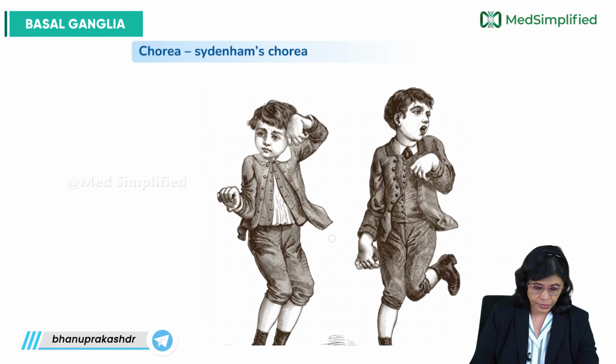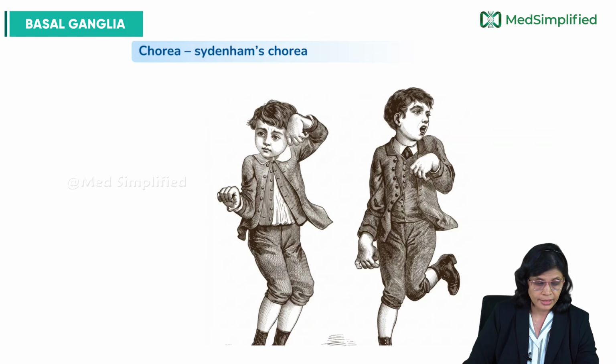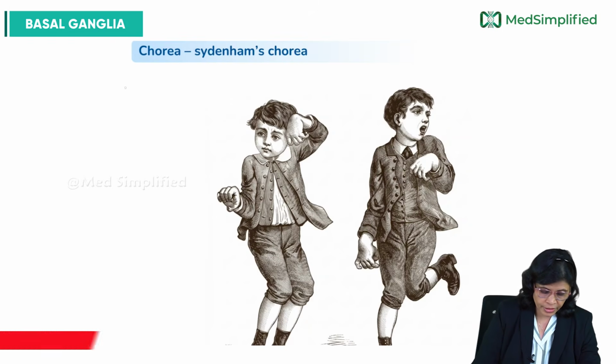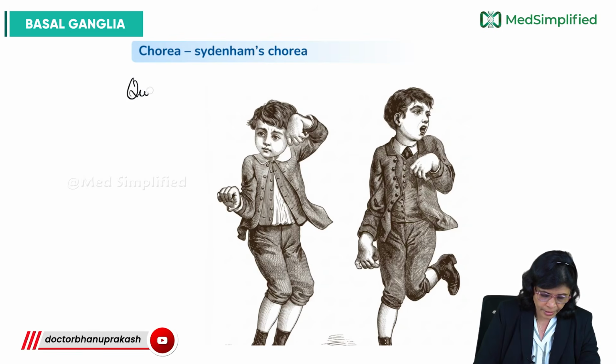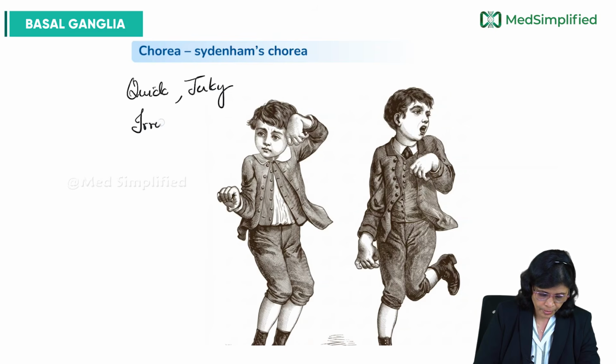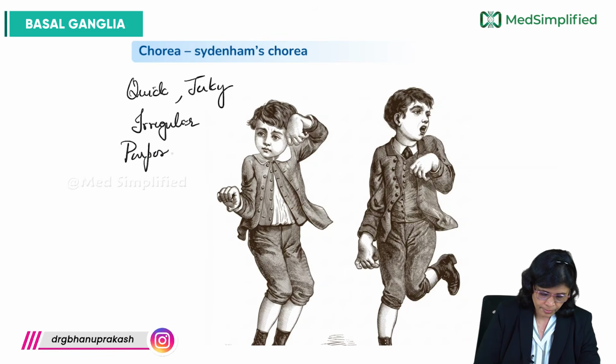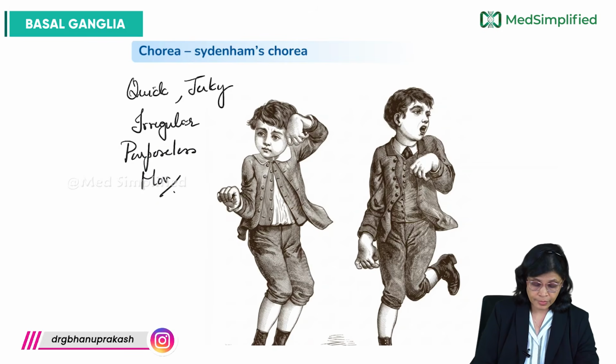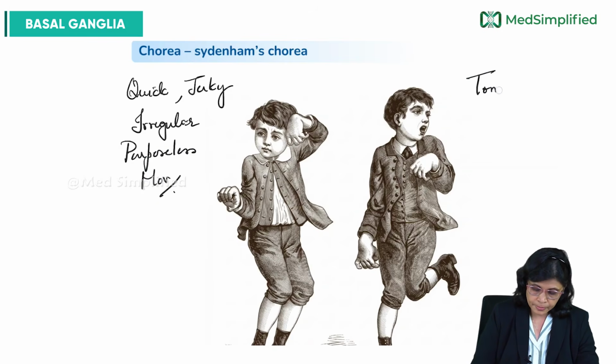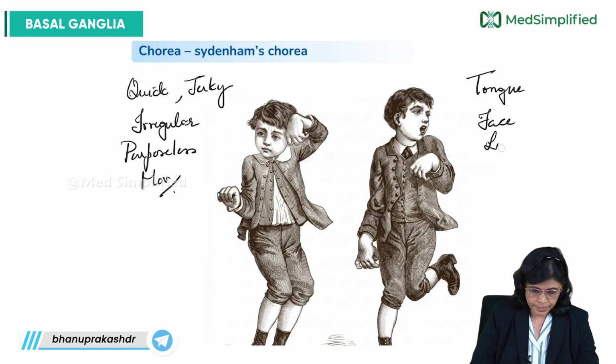Then we have the chorea. Chorea is of two types, Sydenham's chorea and Huntington's chorea. It is basically characterized by quick, jerky, irregular, purposeless movements. These movements involve the tongue, the face, the limbs.